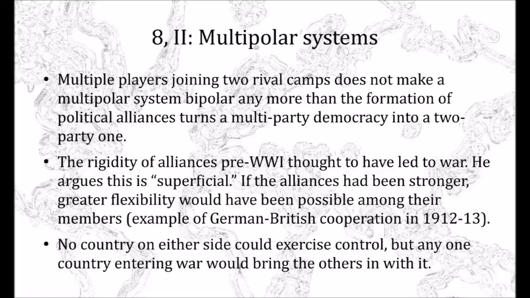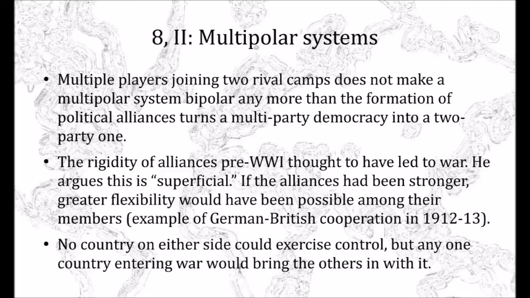Once again, he notes that multiple players joining 2 rival camps does not make a multipolar system bipolar, any more than the formation of political alliances turns a multi-party democracy into a 2-party one. Now, he talks about the rigidity of alliances pre-World War I, which is thought by many to have led to the war, but he argues this is superficial. He says if the alliances had been stronger, then greater flexibility would have been possible among their members, and he notes the example of German-British cooperation in 1912-13.